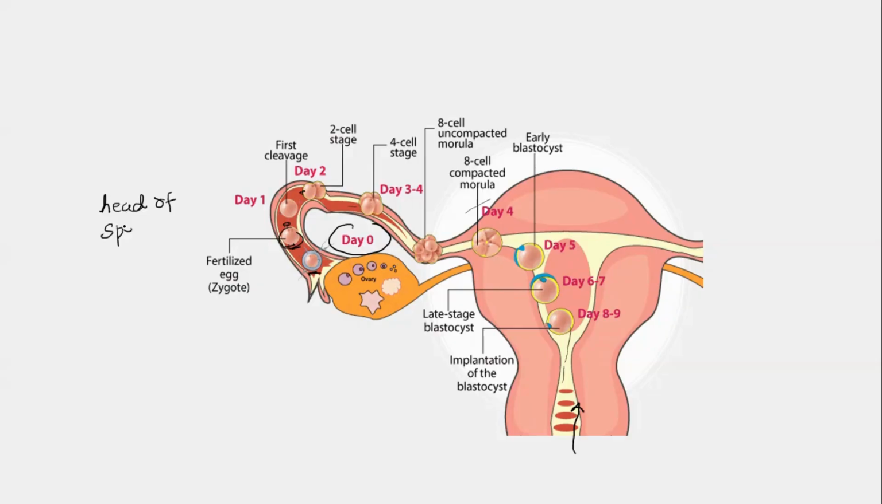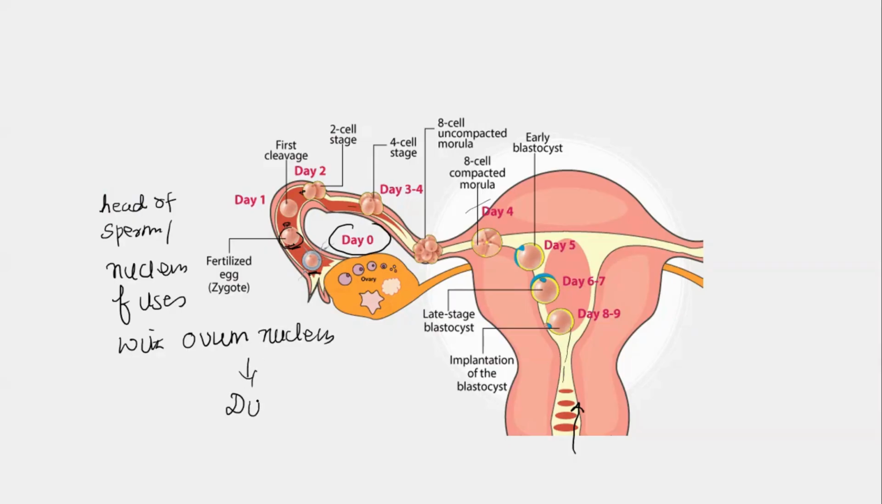fuses. Typically, the sperm nucleus fuses with the ovum nucleus. The rest of the parts do not go inside. The tail is left out. This results in a diploid nucleus. And we say that fertilization has taken place. So fertilization takes place, and fertilization results in the formation of a zygote, right?